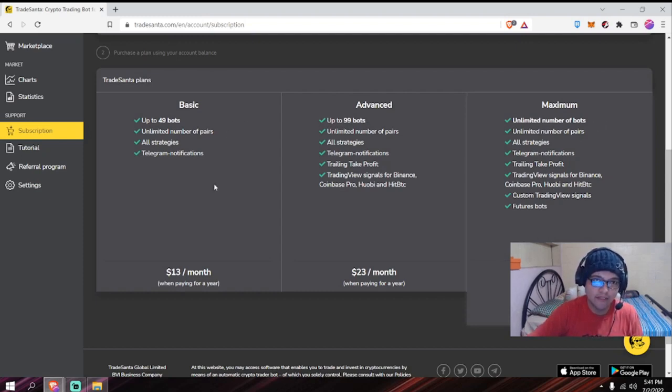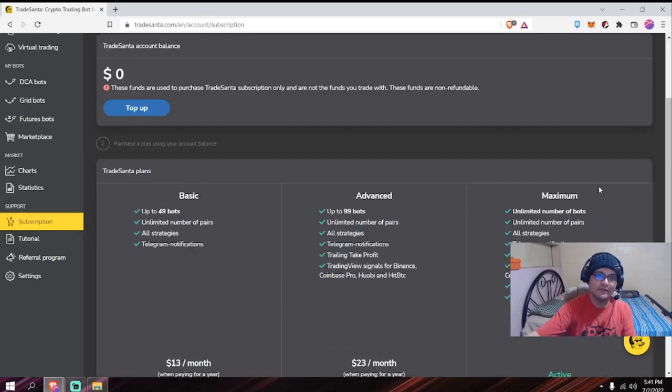You have the advanced and the basic, $23 for advanced and $13 monthly for the basic, but you will have DCA for this. And the maximum one gives you bots with futures. You see here, futures bots, and also the maximum offers custom trading signals, and of course the other exchanges you can link to through the trading bot, and it's going to cost you a lot more than just the subscription here. And I would not recommend using a service like this.